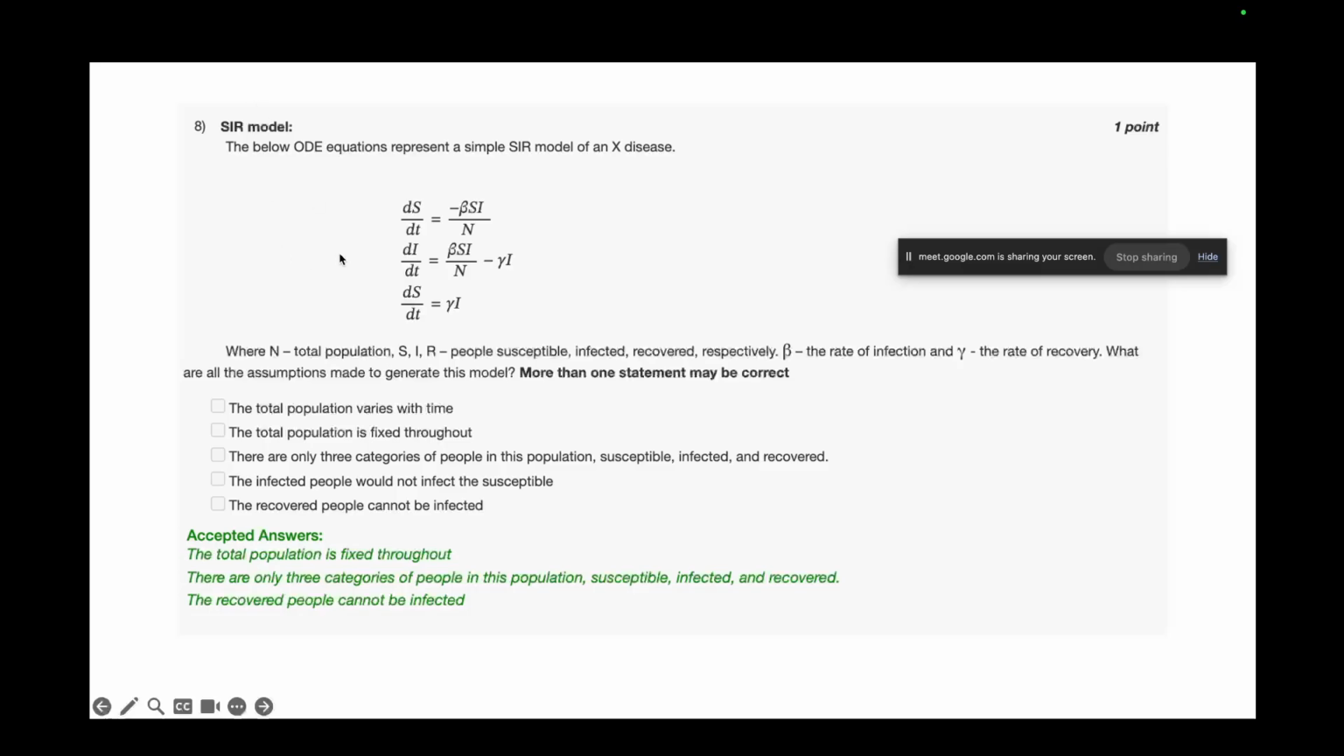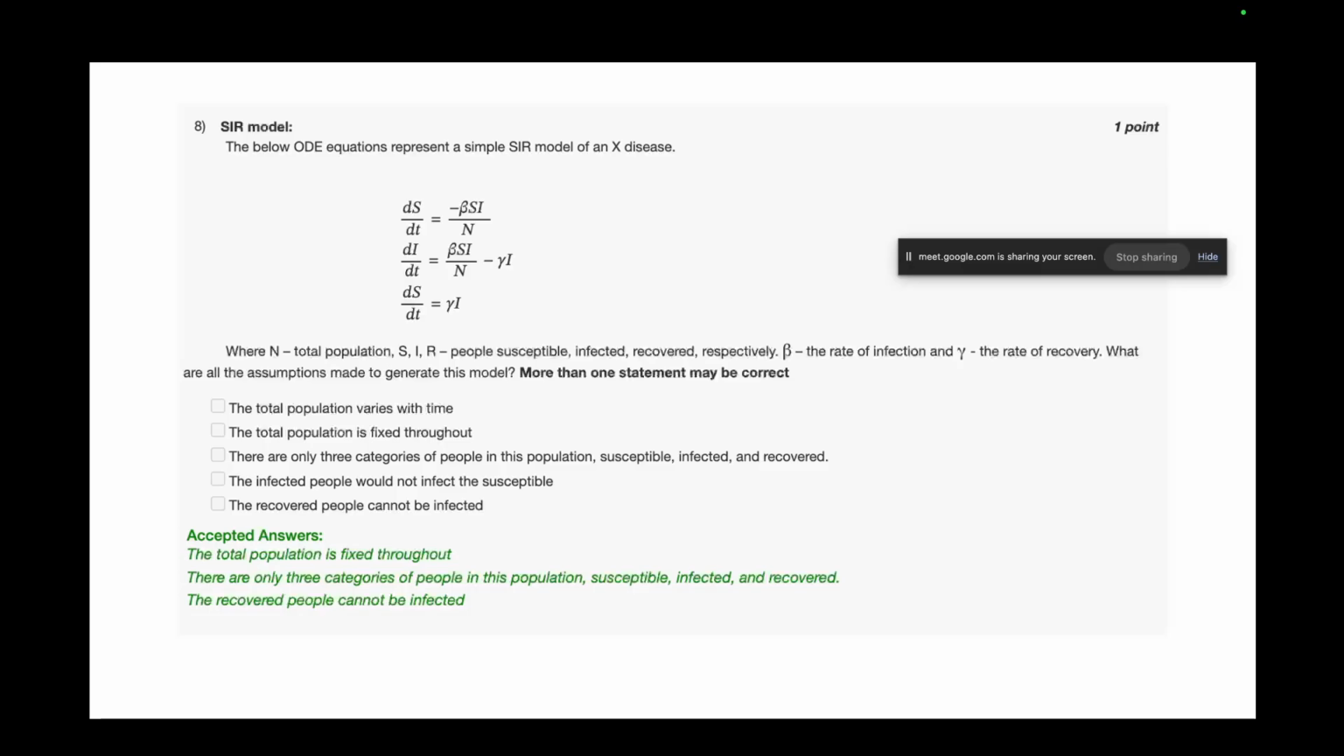Now you have the infected people, dI/dt, the rate of change of infected people, which is dependent on the number of infected people and also the number of susceptible people. And the first option is incorrect and the second option is correct because your N remains constant throughout in dS/dt and dI/dt. So your N is not changing. So your N is constant, which is the total population is constant.